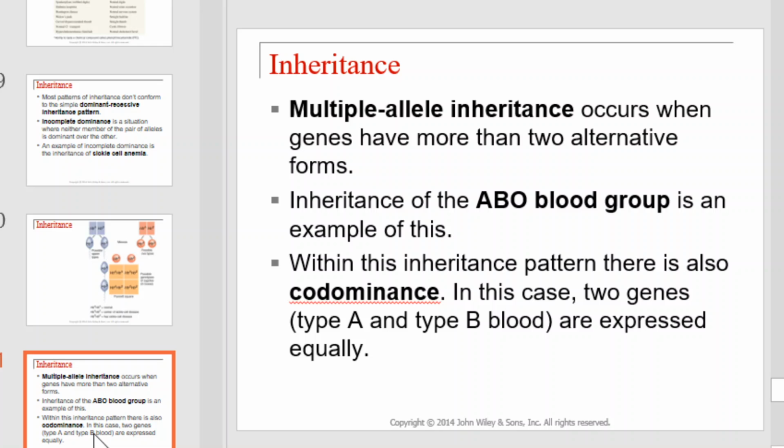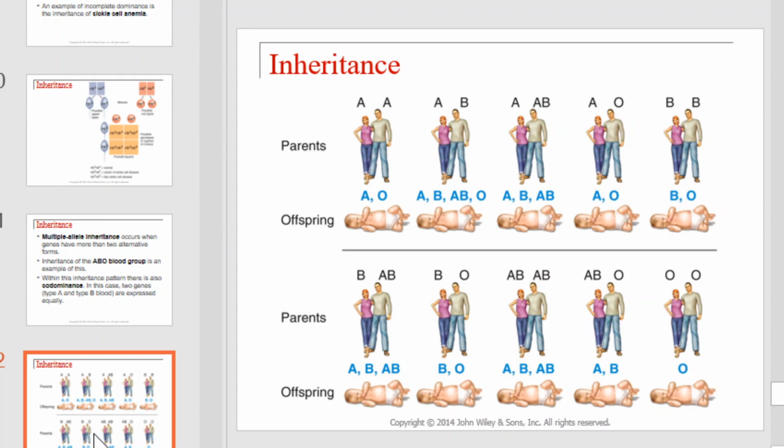Multiple allele inheritance occurs when genes have more than two alternative forms. Inheritance of the ABO blood group is an example of this. Within this inheritance pattern, there's also codominance. In this case, two genes, type A and type B blood, are expressed equally. This graphic illustrates blood type heredity.